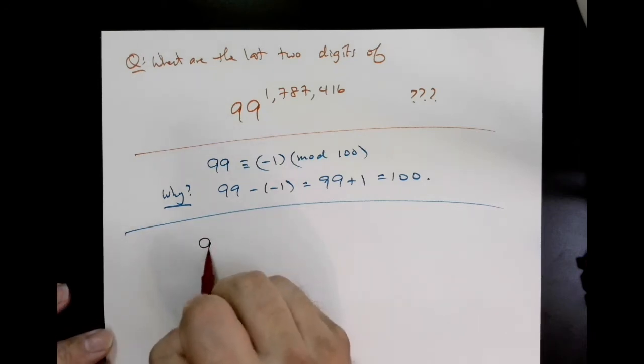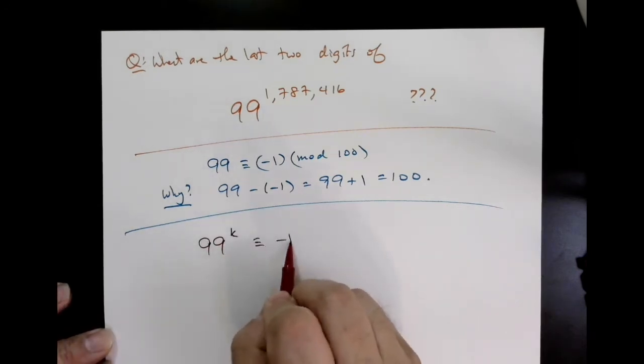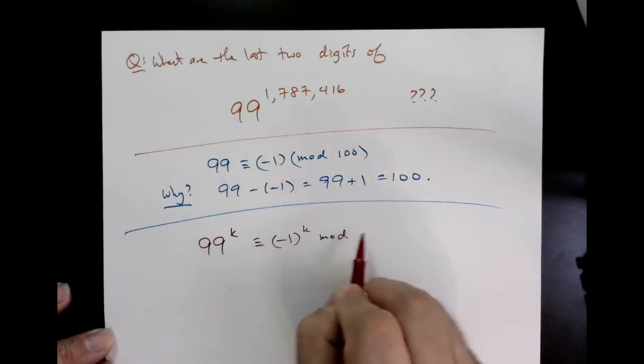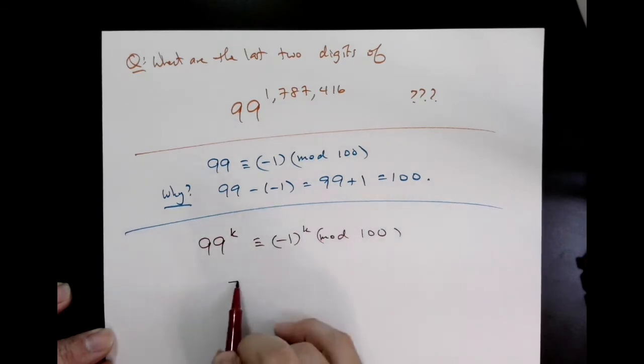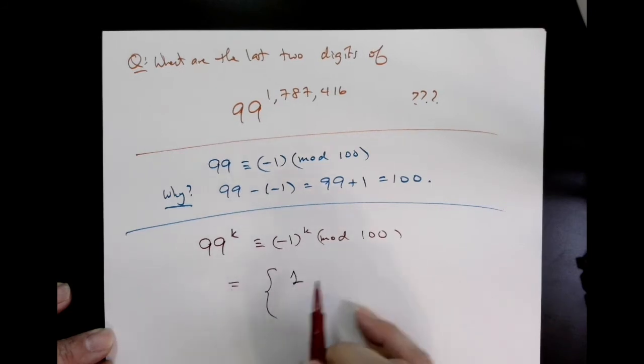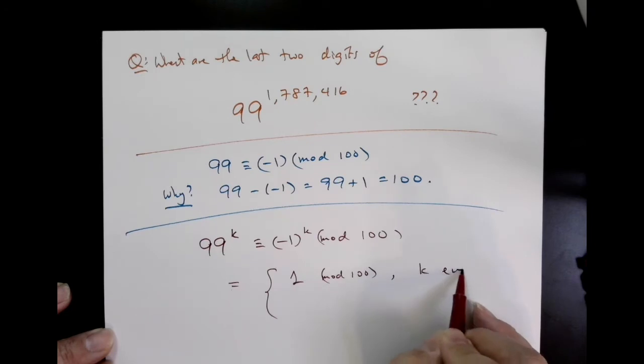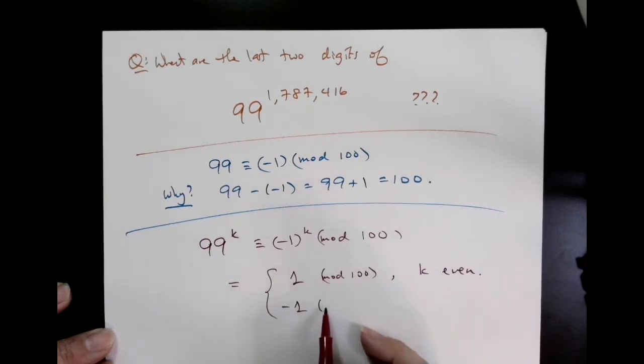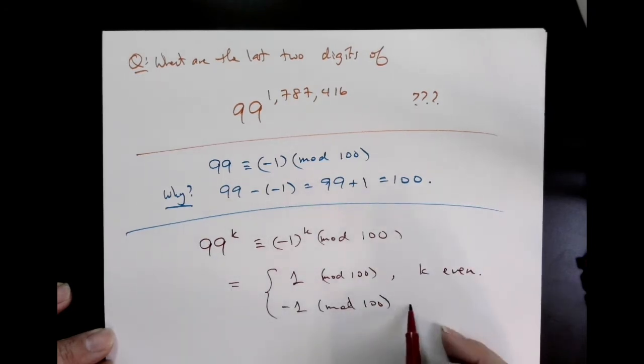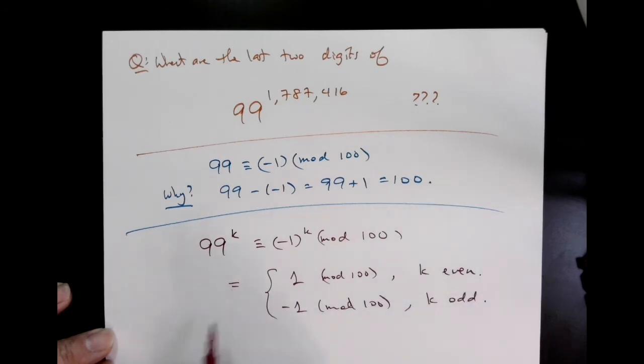But also note that 99 is congruent to -1 mod 100. And we can see that because 99 plus 1 is 100, which is obviously a multiple of 100. Therefore, 99 to the k modulo 100 is -1 to the k modulo 100, which of course is either plus or minus 1, depending on whether k is even or odd. In this case, we chose an even k, therefore the last two digits are 0, 1.